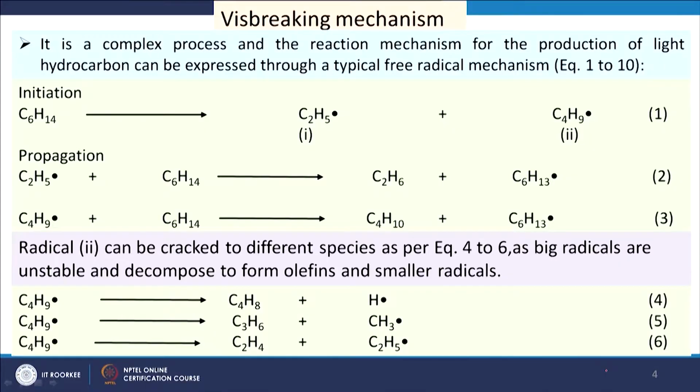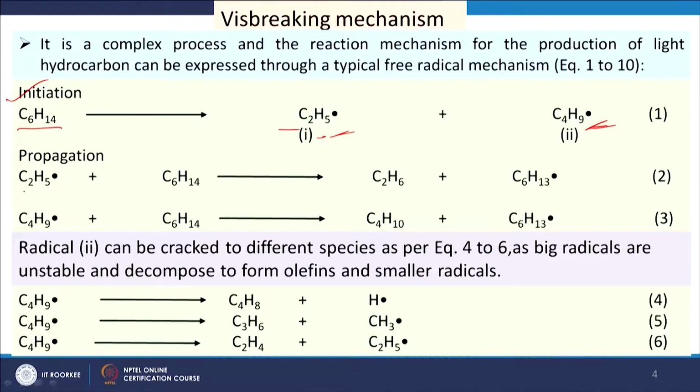For example, in the initiation step, C6H14 will produce C2H5 dot and C4H9 dot. So, these 2 free radicals are produced, one of lower molecular weight and another of higher molecular weight with respect to this one. This is the initiation step. Then these free radicals will propagate and we will get more free radicals, and ultimately those will combine and it will be terminated.